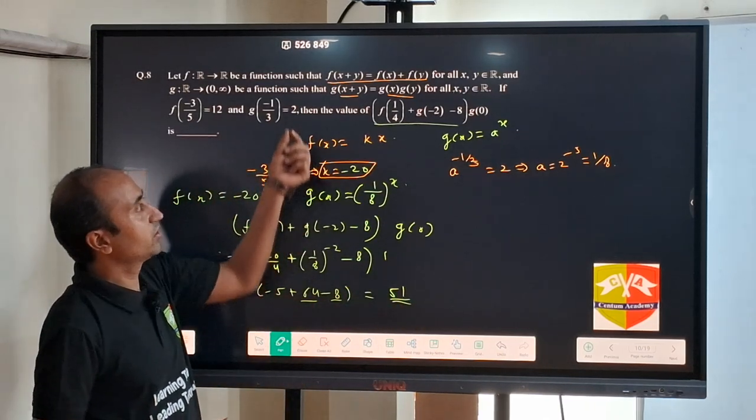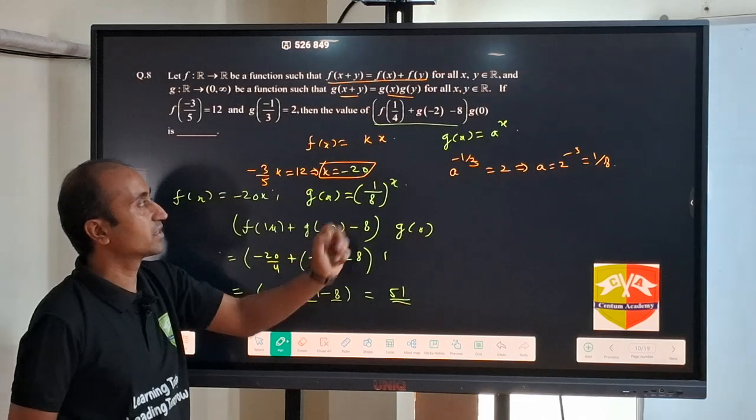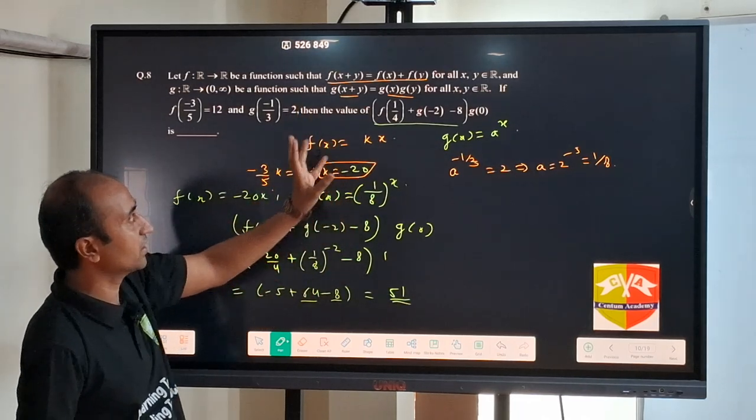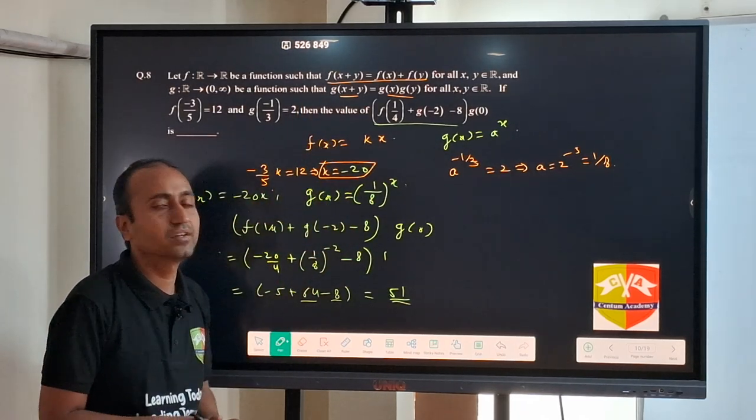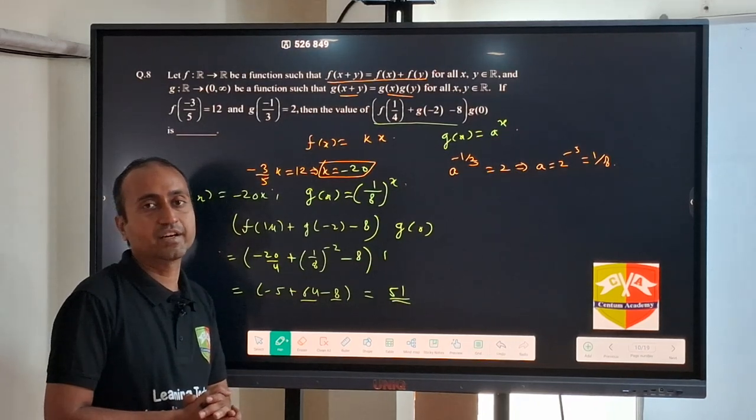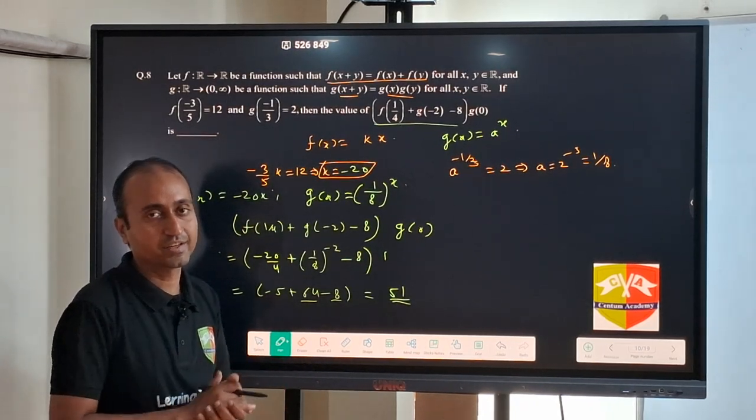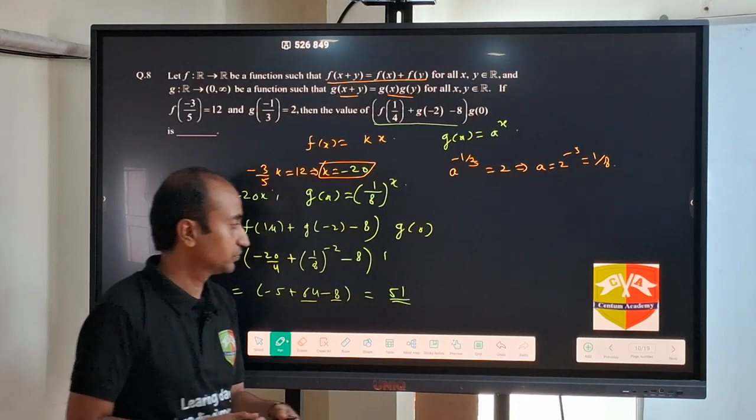Now, if you know the solution of these standard functional equations, your life is easy. Otherwise, if you have to solve it from scratch, the procedure is slightly longer. And you must have studied this after continuity and differentiability. All right.